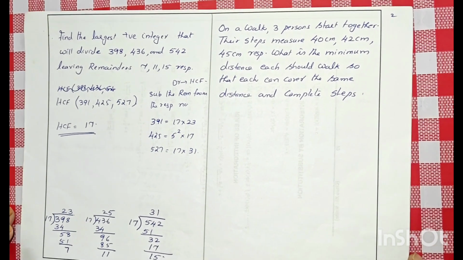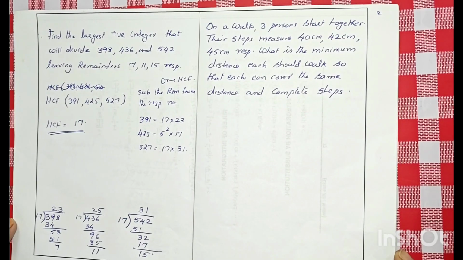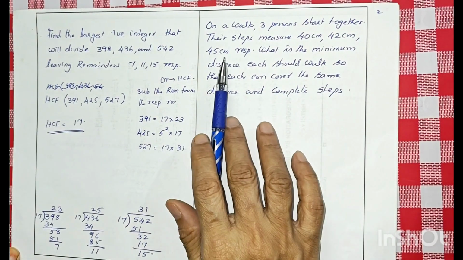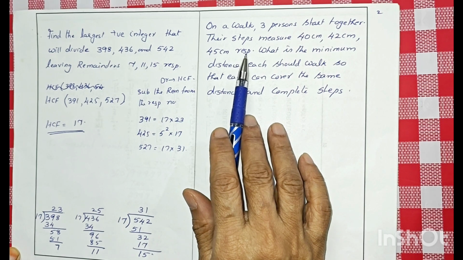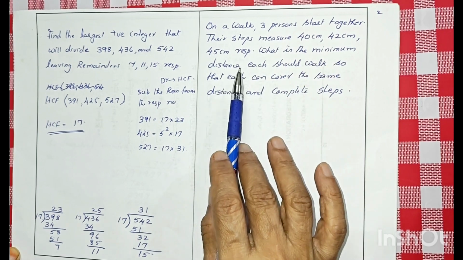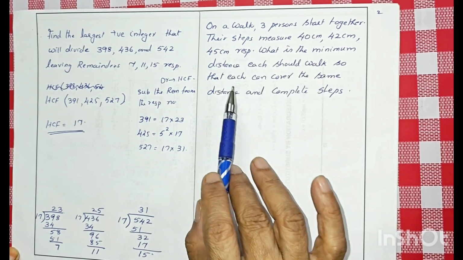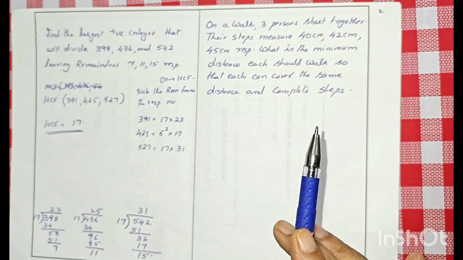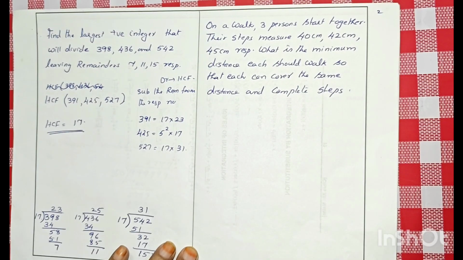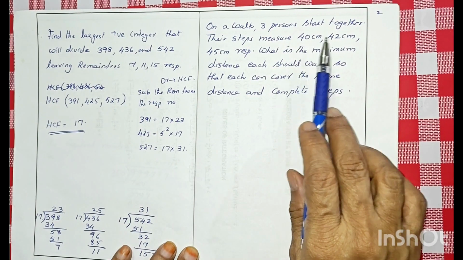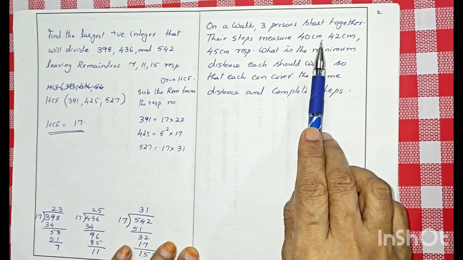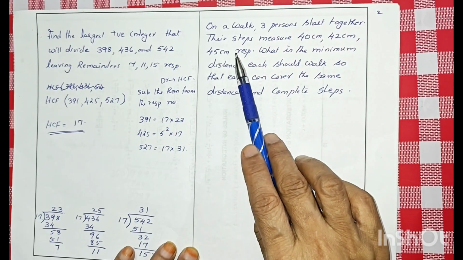On a walk, 3 persons start together. Their step measures 40, 42, 45 centimeters respectively. What is the minimum distance each should walk so that each can cover the same distance and complete steps? So that means each person's step is different. They will complete 40 centimeters, 42 centimeters and 45 centimeters.